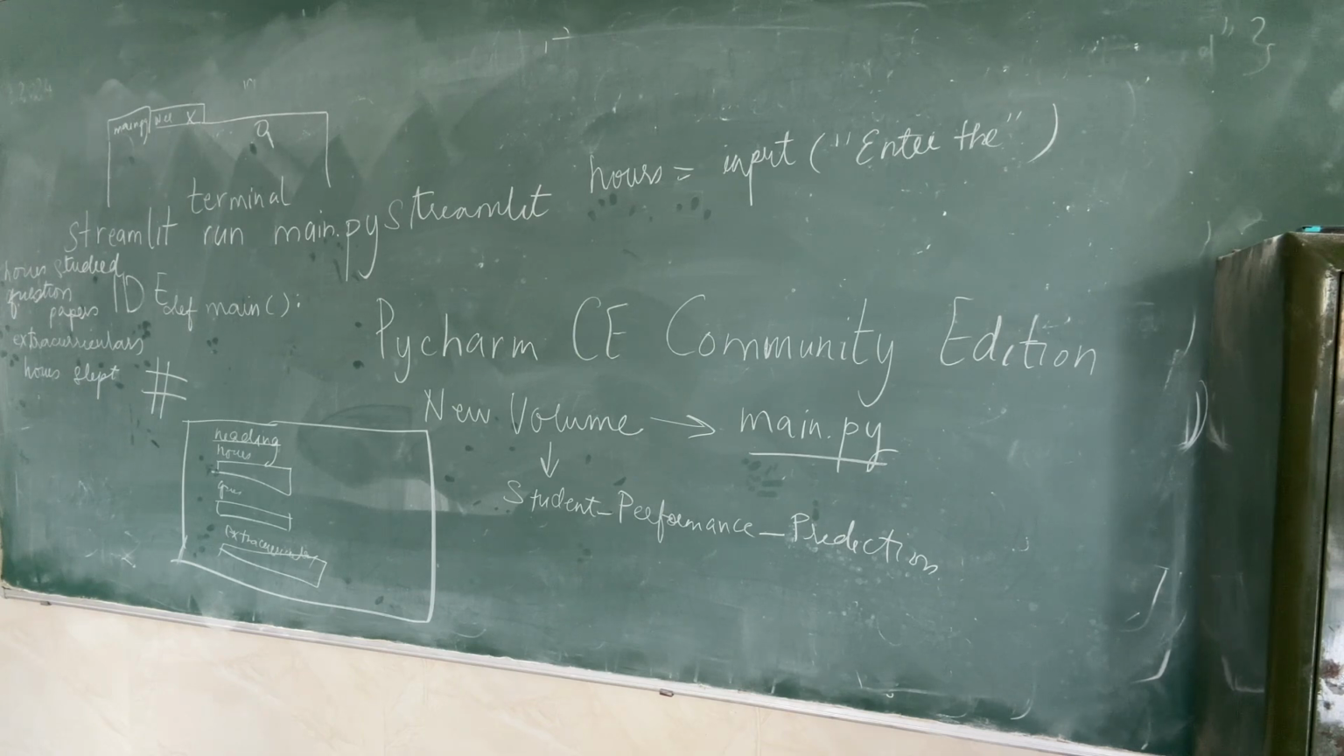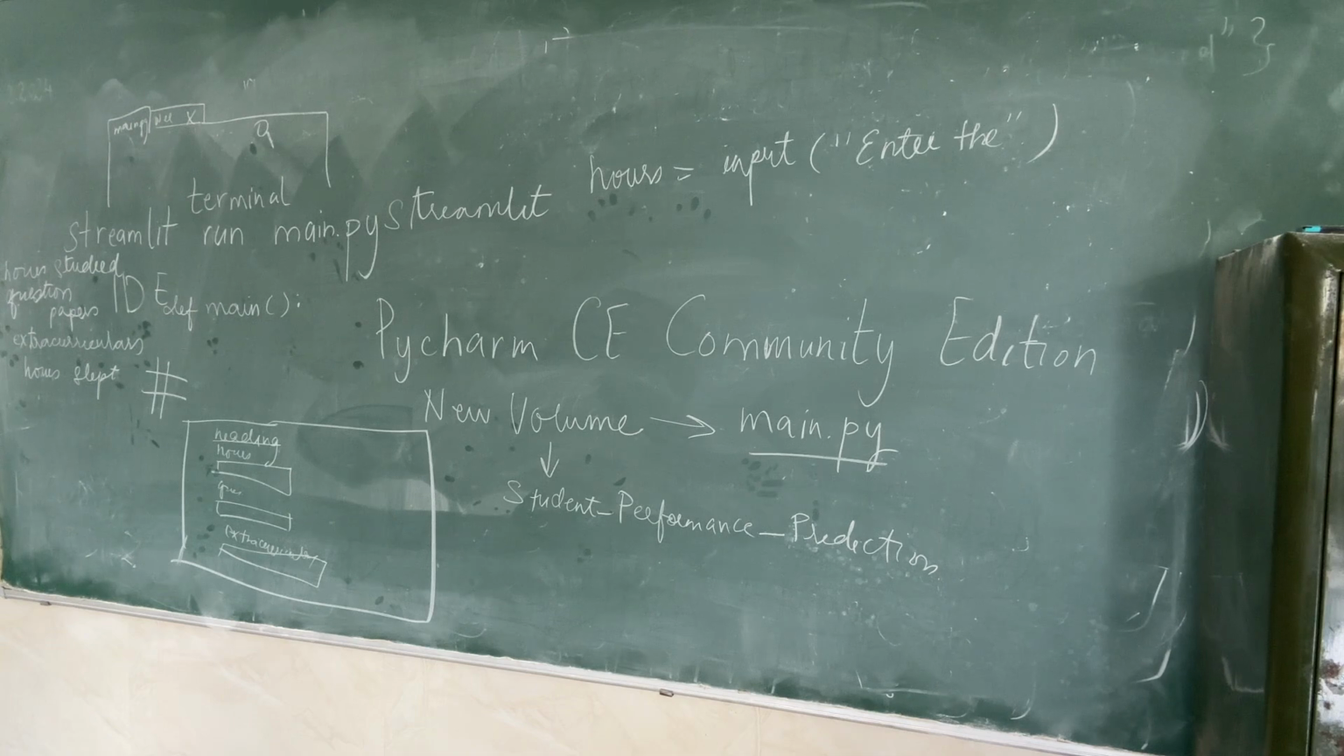Extracurricular underscore activities, hours studied, and then hours spent, and then previous scores, then what else? Sleep hours, sleep underscore hours, right?